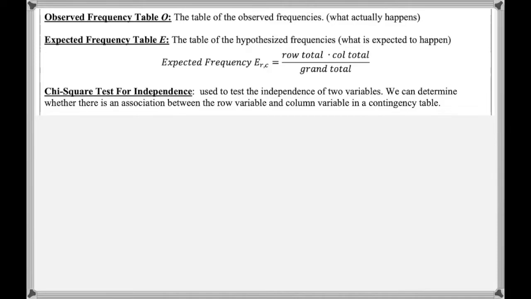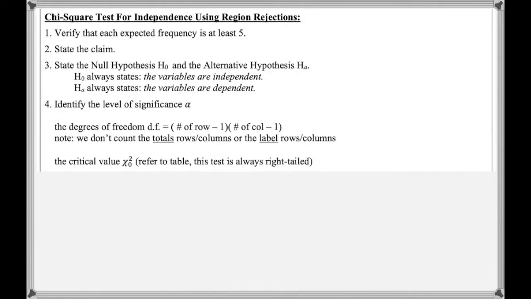So the chi-square test for independence is used to test the independence of two variables. We can determine whether there is an association between the row variable and the column variable in a contingency table. The first step is to verify that each expected frequency is at least 5. The second step is to state the claim. Third, we have to state the null hypothesis and the alternative hypothesis. Now the null hypothesis always states the variables are independent, while the alternative hypothesis always states the variables are dependent.